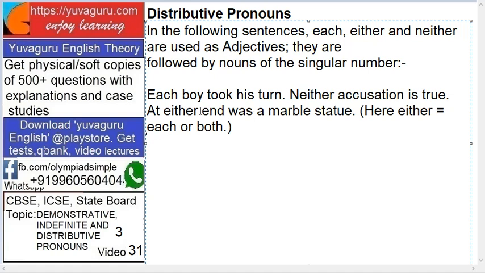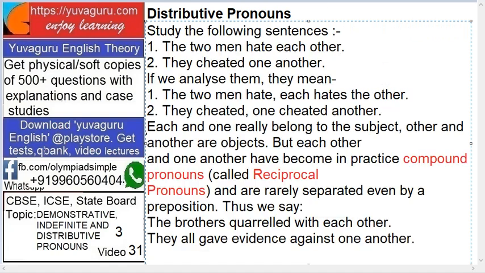So the main point is it is telling something about the noun and it is preceding the noun. Then it's called an adjective. Otherwise, distributive pronoun. Now we'll study some examples about reciprocal pronouns. Reciprocal pronouns we have already studied in our earlier videos, so kindly follow that to understand the meaning.